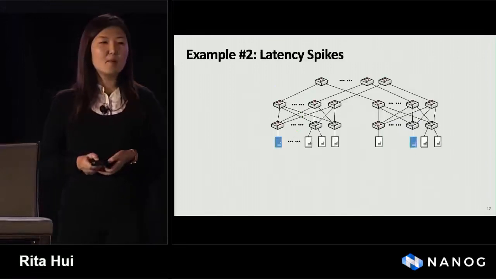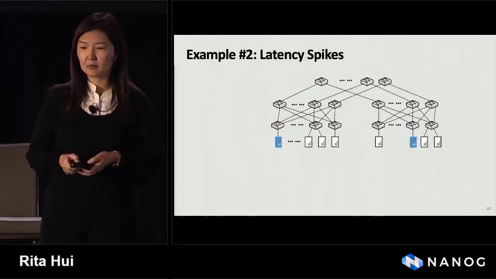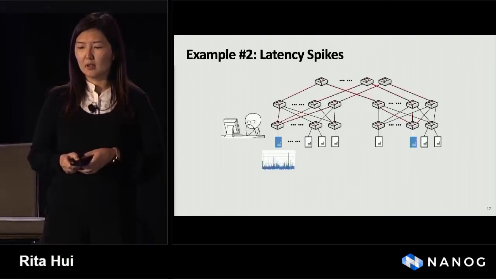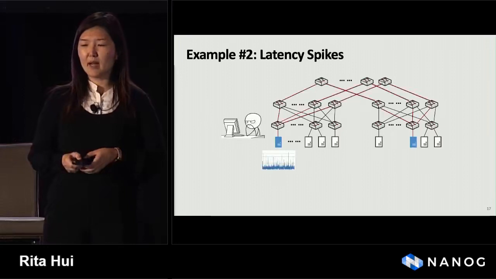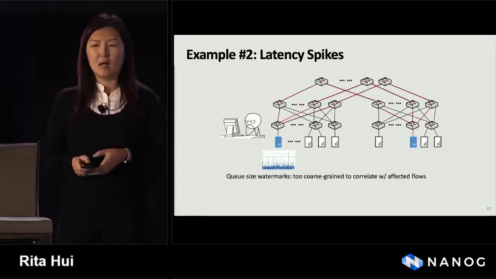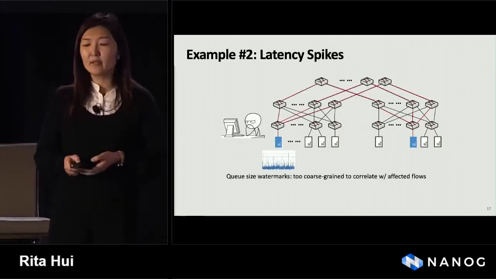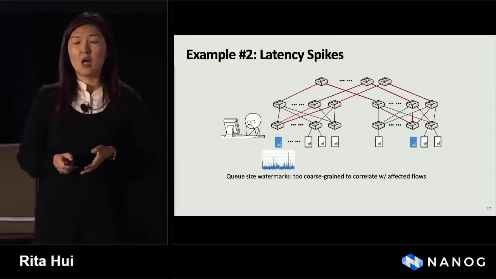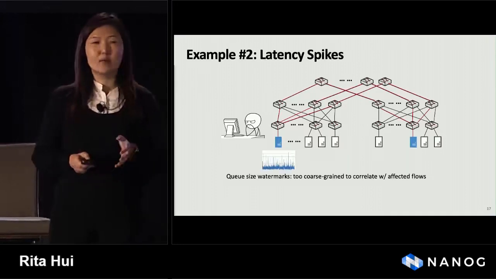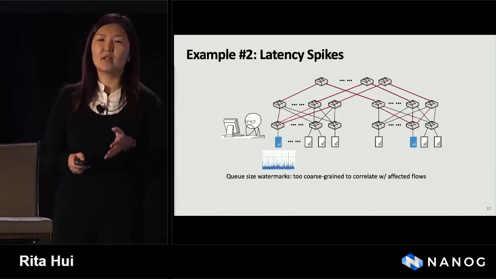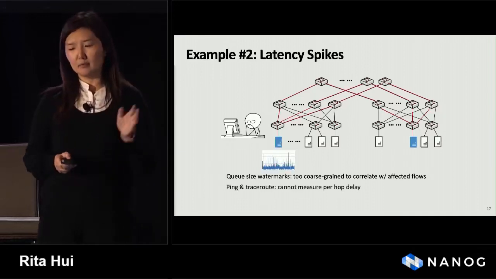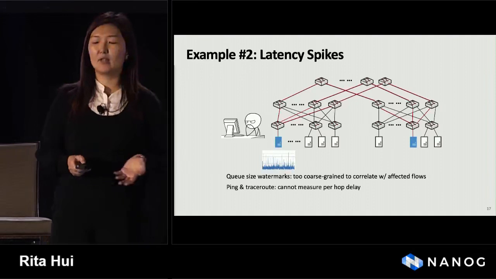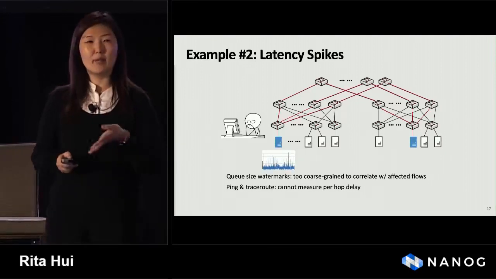Another example is latency spikes. When a latency spike happens, again, the network engineers or operators try to troubleshoot. The existing queue size watermarks of a switch are often too coarse-grained. It cannot correlate to specific affected flows. Again, the common tools like ping and traceroute cannot measure the per hop delay.